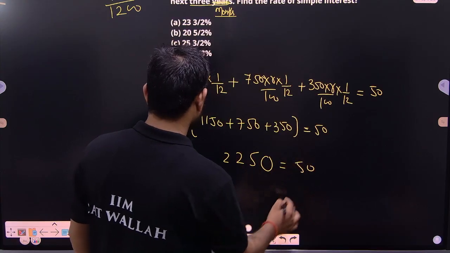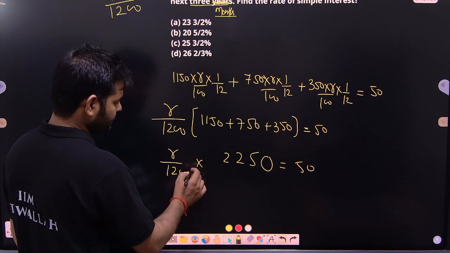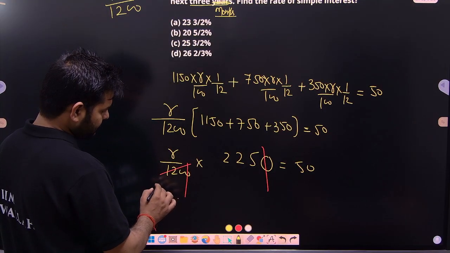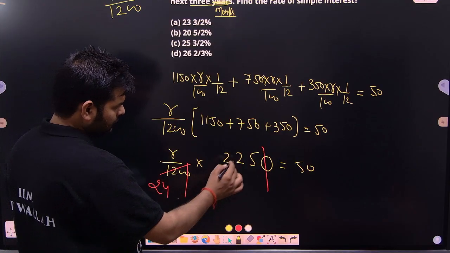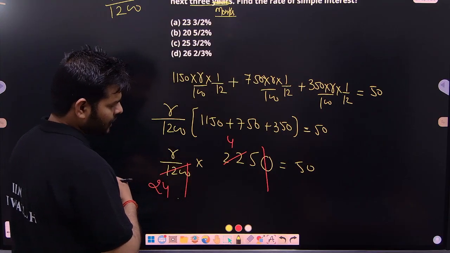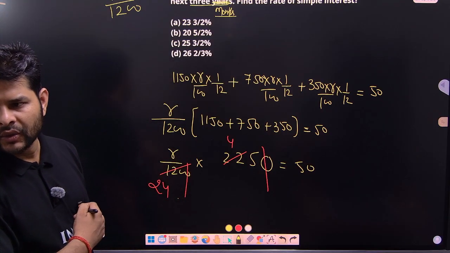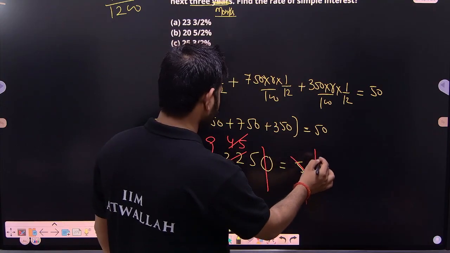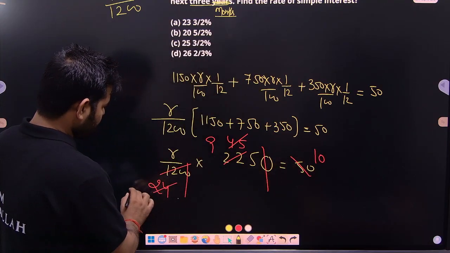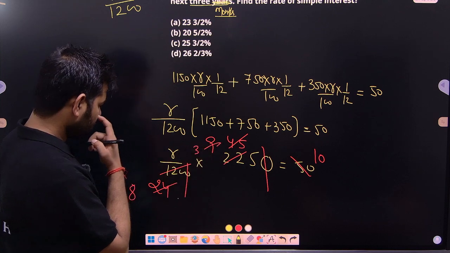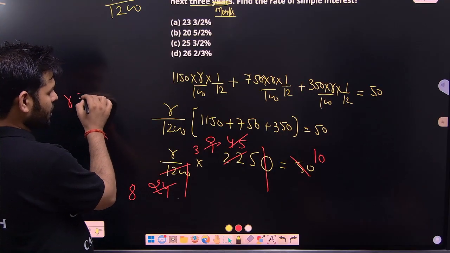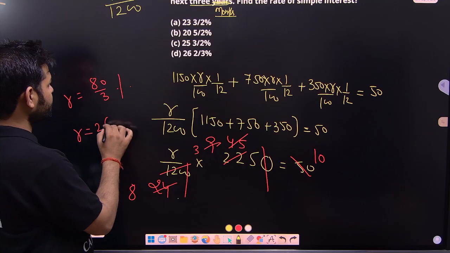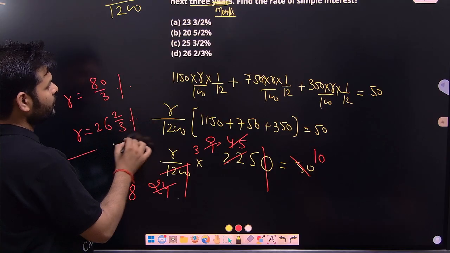That would be 50. If you solve, guys, you will get 0 will cancel out 0, 2, 5 2s are 10, 4, 5 4s are 20 and 2, 5, 9, 10, 3, 8, 3. So from here you will get R equal to 80 upon 3%, and if you solve, you will get 26 2 by 3. That would be the answer.